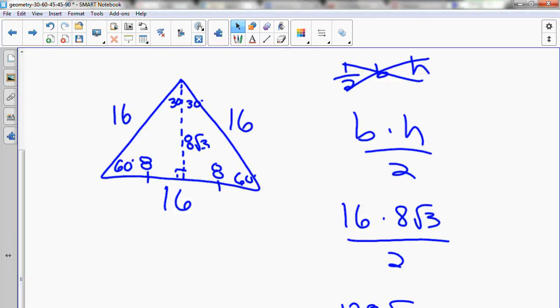So 16 times 8 square root of 3 would be 128 square root of 3. 16 times 8 is 128. And then 128 divided by 2 is 64. So 64 square root of 3. Did y'all follow that okay? All right.